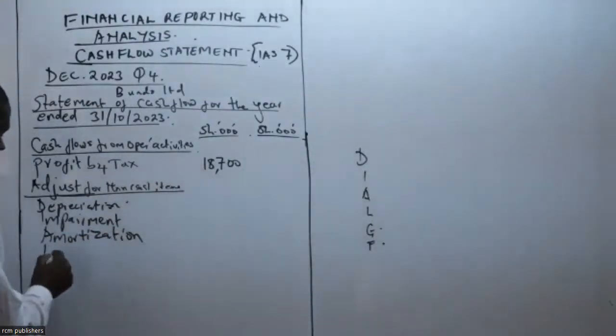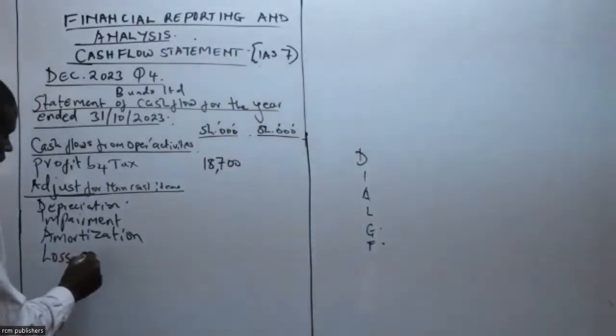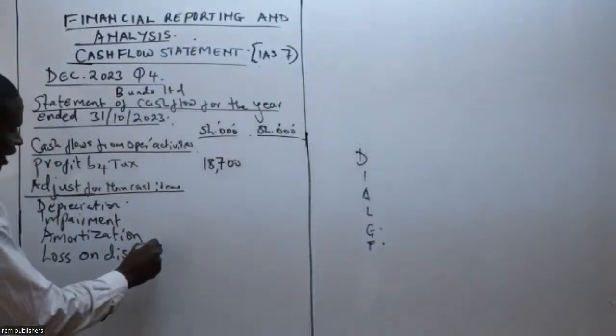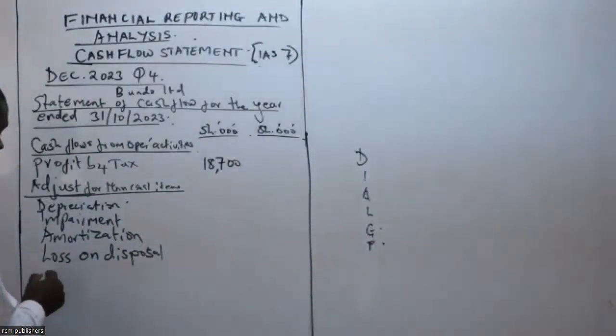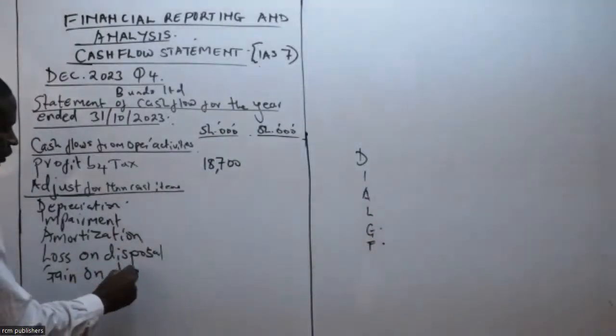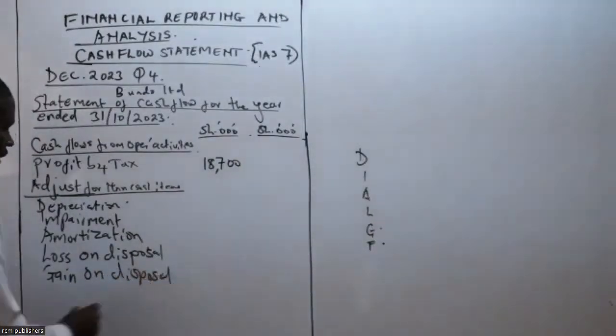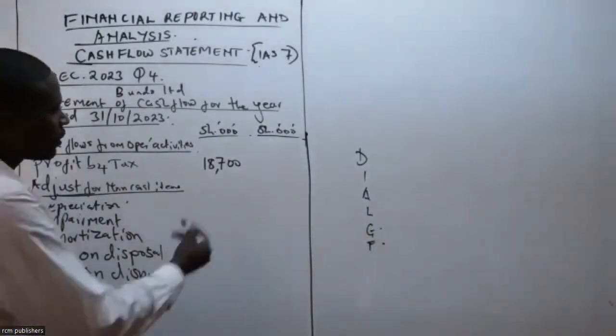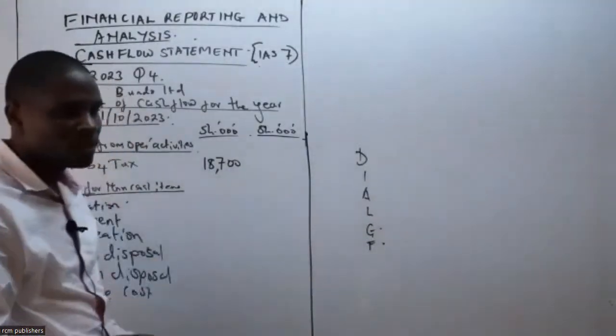I have loss on disposal. In our case, I've not had anything to do with the disposal. We have gain on disposal, and then the other one, we have the finance cost. Now, remember, we want to adjust this profit. This is the profit that we want to adjust.